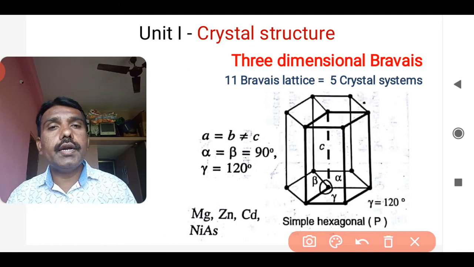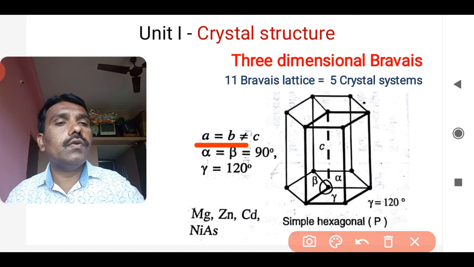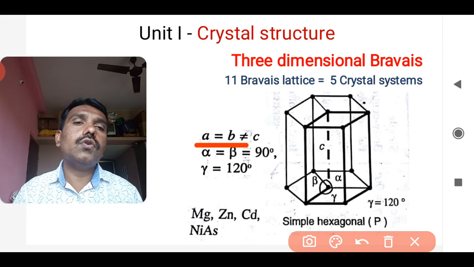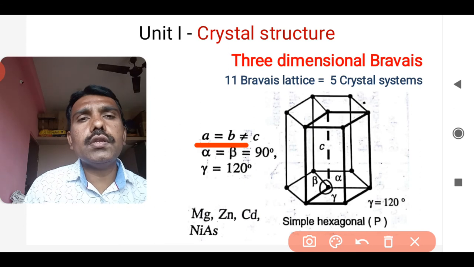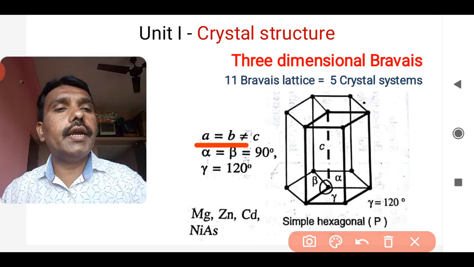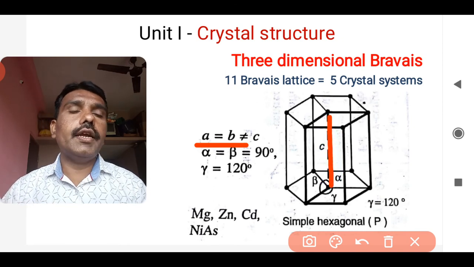But if you look carefully, the a and b vectors are equal. But c is not equal to a and b, so c is different from a and b.